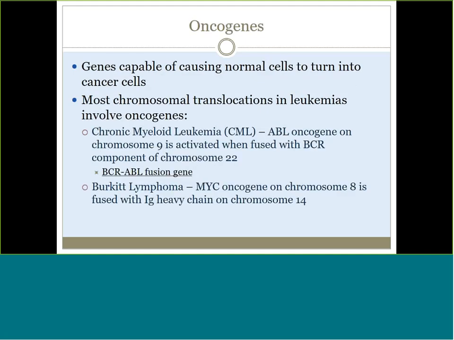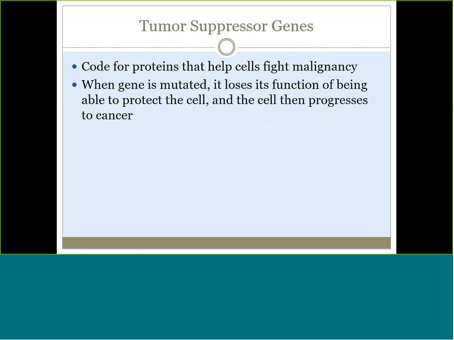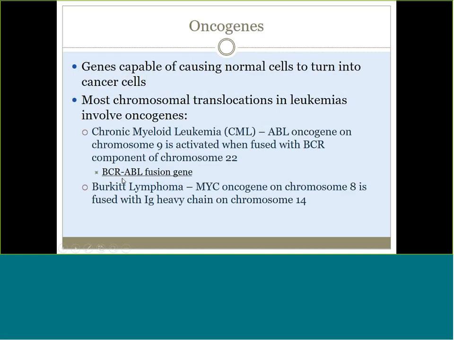All right, and then oncogenes. You might have learned these in chemistry at some point, or you will this quarter in Chem 2 if you're in it. Onco stands for cancer. So these are cancer-causing genes, essentially. Genes that are capable of causing normal cells to turn into cancer cells. So if these oncogenes have been turned on, essentially triggered, or there's some translocation that occurred that activated it, that's when a leukemia could happen.